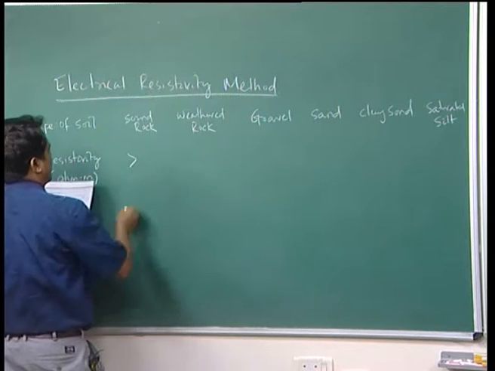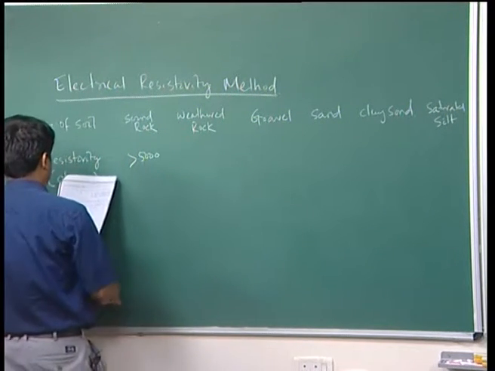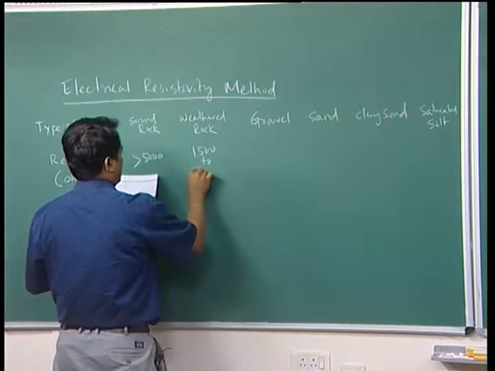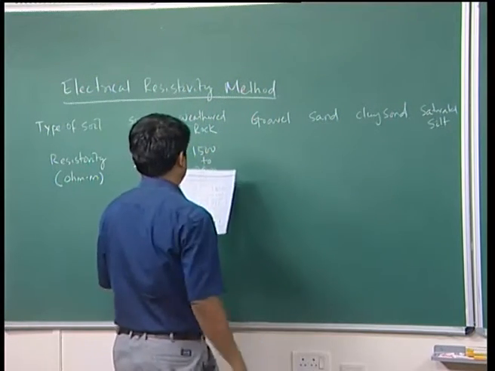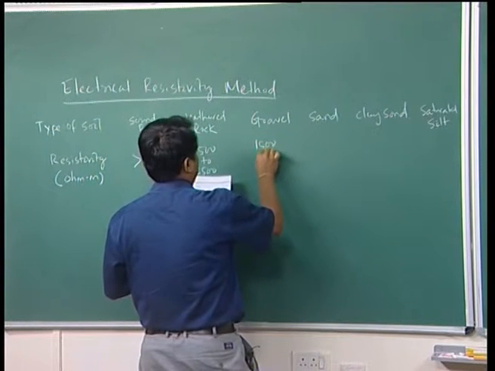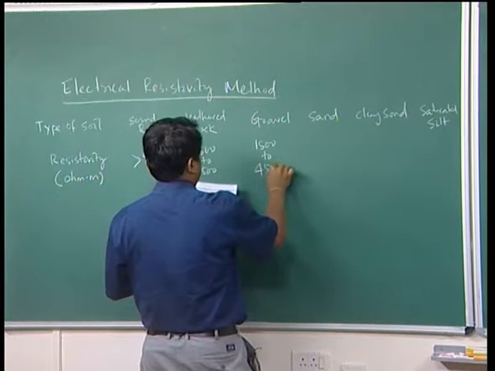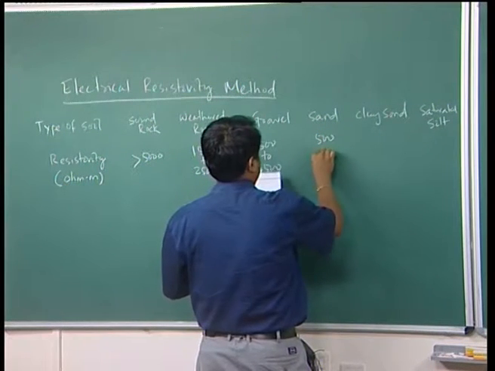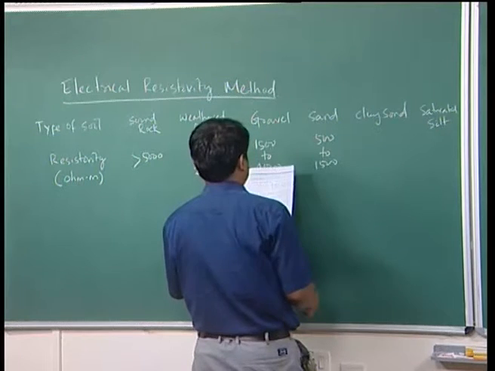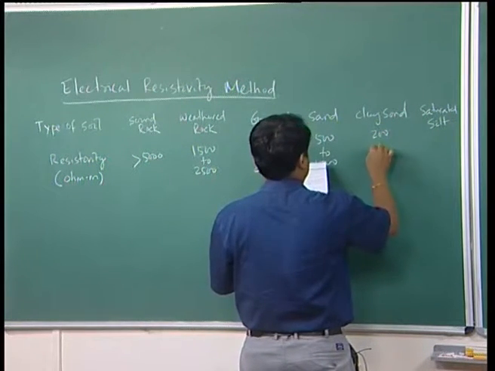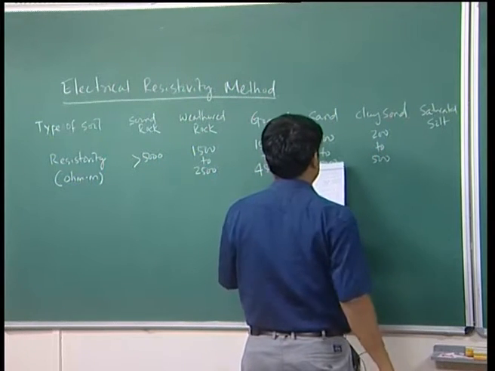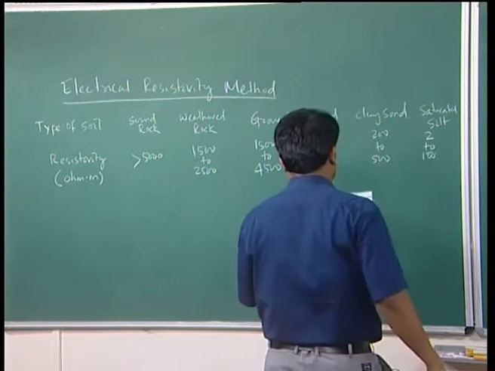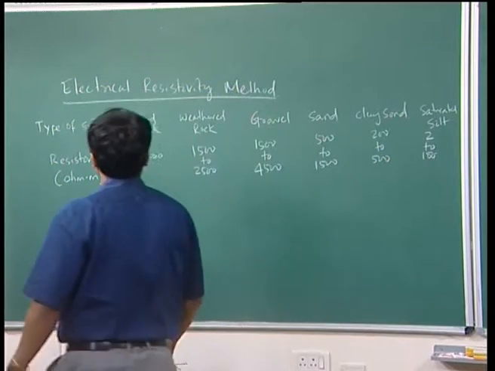It is greater than 5000 ohm meter for sound rock, weathered rock between 1500 to 2500 ohm meter, gravel is 1500 to 4500 ohm meter, sand is 500 to 1500 ohm meter, clay sand is 200 to 500, saturated clay 2 to 100. Now, there are two types of electrical resistivity method.